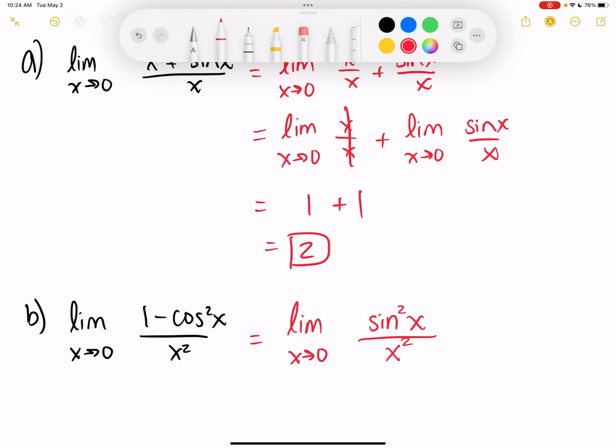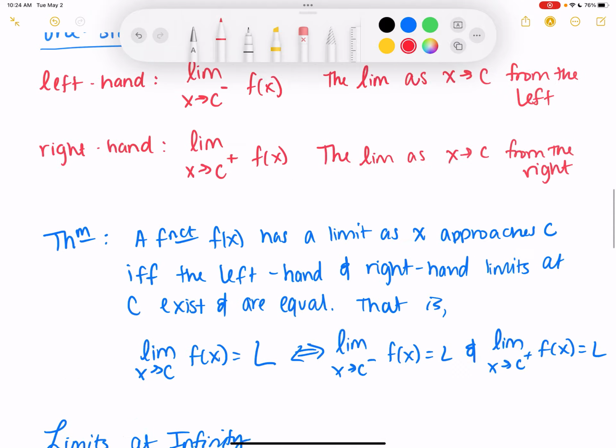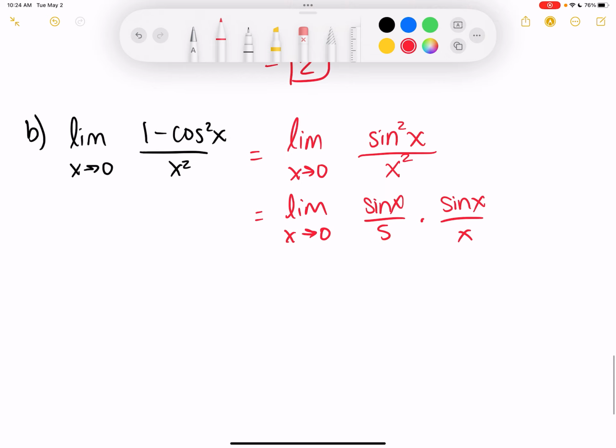But that's still a problem because it's still going to give me a 0 on the bottom. So I'm going to split this into the limit as x approaches 0 of sine of x over x times the sine of x over x. Now, by the product rule, or whatever we called it, is that what we called it? Yeah, it is. I can split them into two separate limits. So the limit as x approaches 0 of sine of x over x. Why did I have over s up there? Okay. Times the limit as x approaches 0 of the sine of x over x.